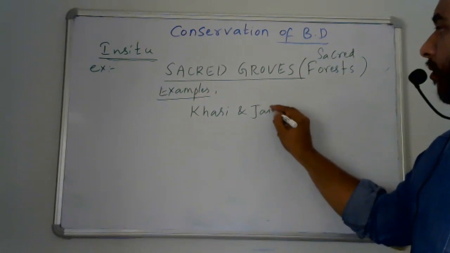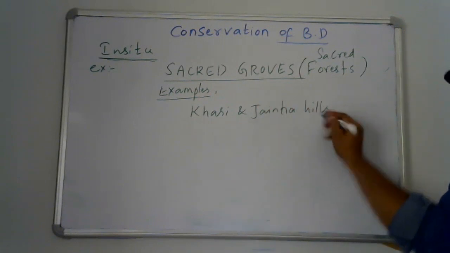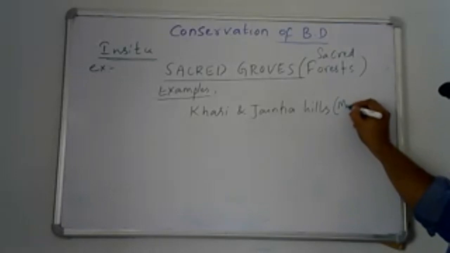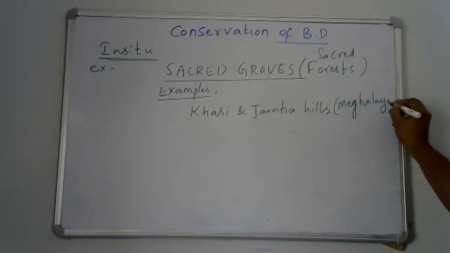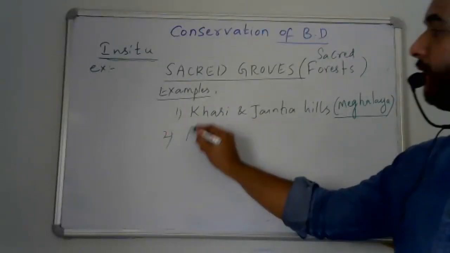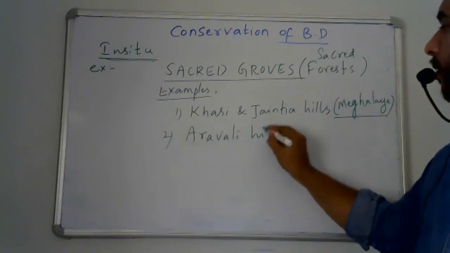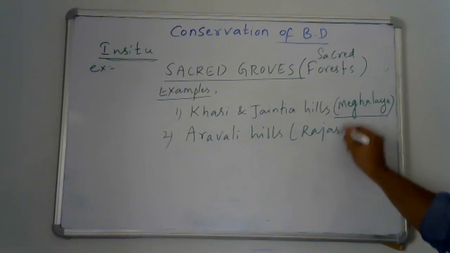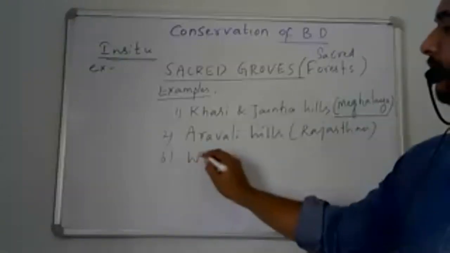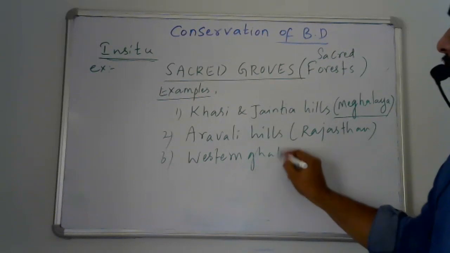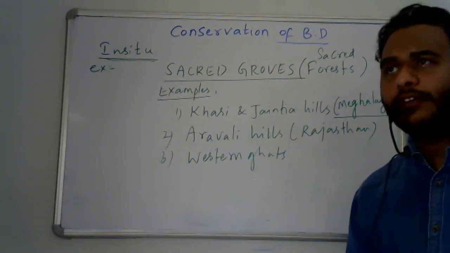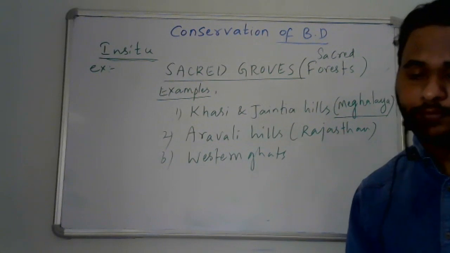Khasi and Jaintia Hills, Meghalaya. Next, number two, Aravali Hills, Rajasthan. Next, Western Ghats. I need not tell a particular state, we know where the Western Ghats are. It covers the coastal region of Karnataka and Maharashtra.